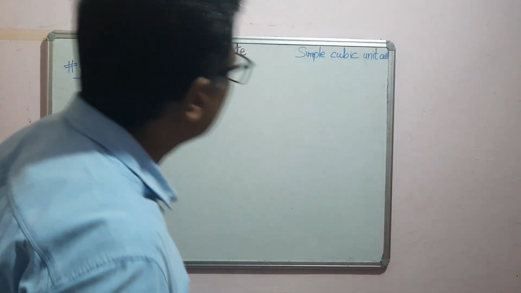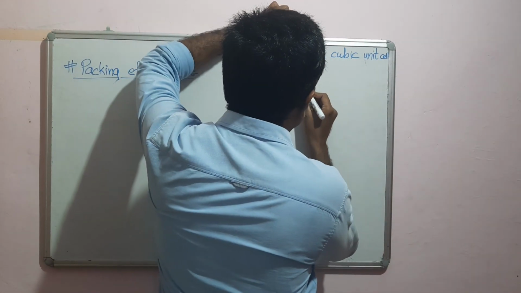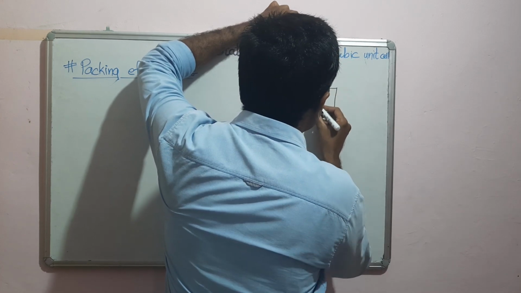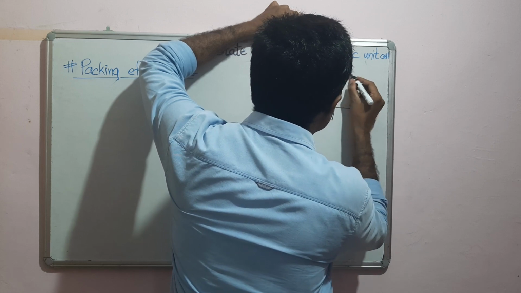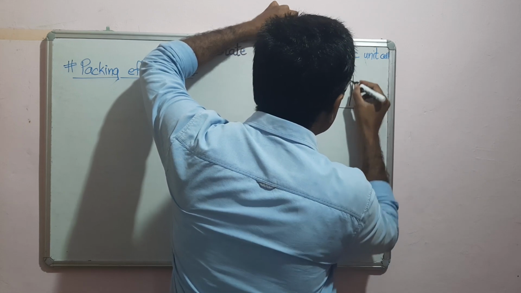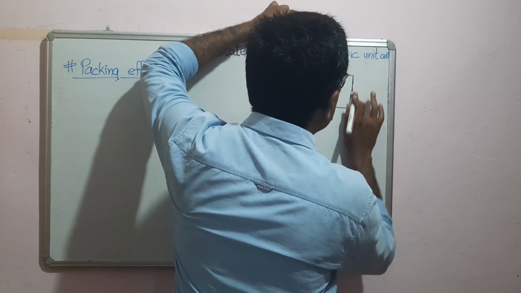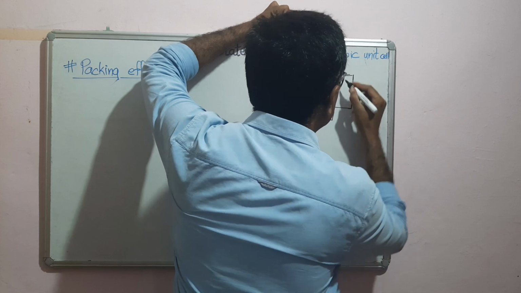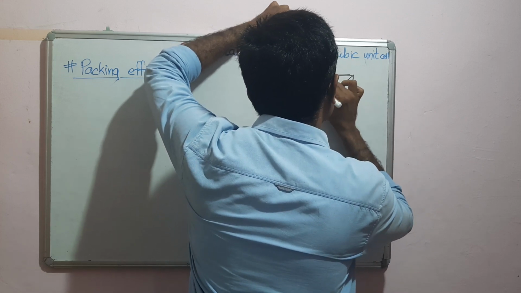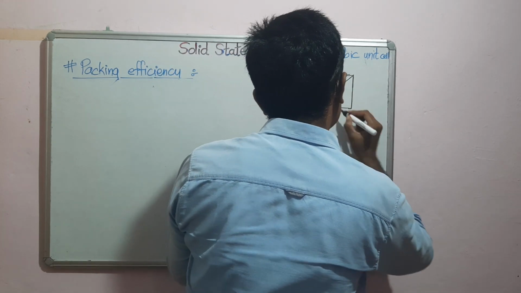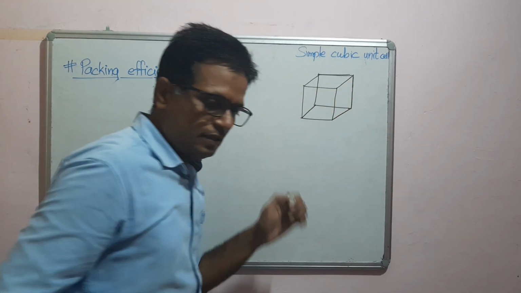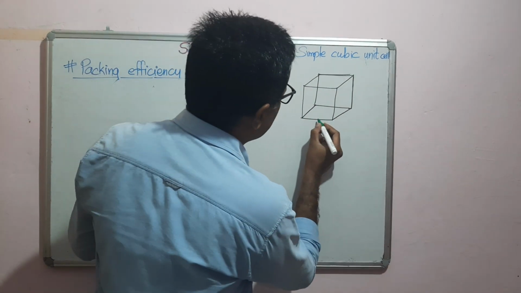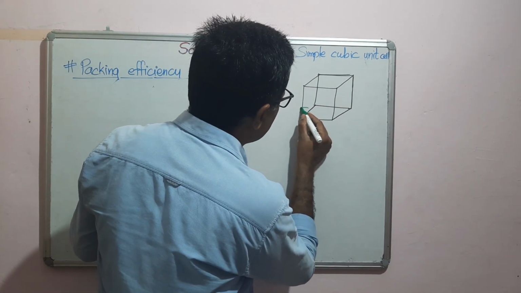Okay, so for that purpose, we have to assume here one simple cubic unit cell, and in case of simple cubic unit cell, as you know, the particles are present at the corners only. The particles present at the corners are exactly touching each other.